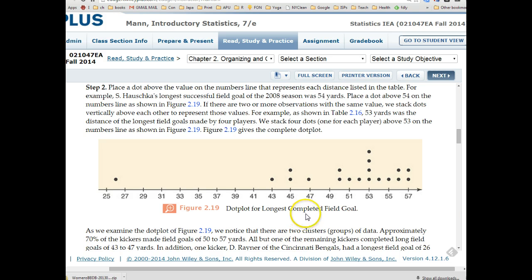Okay? So here, what does this dot mean? Oh, sorry, you don't know. Let me explain this. What does this dot mean? It means there was one, what is this? The longest completed field goal.